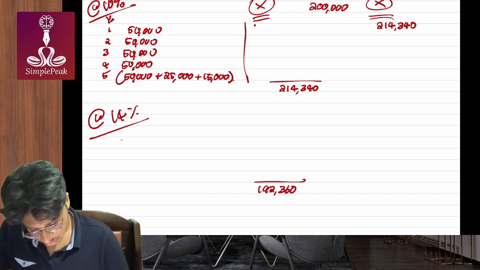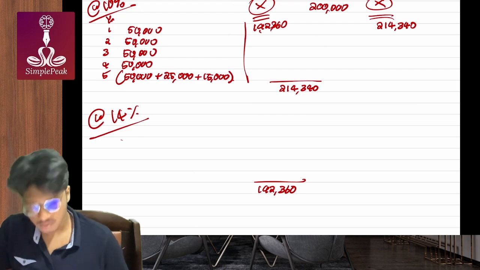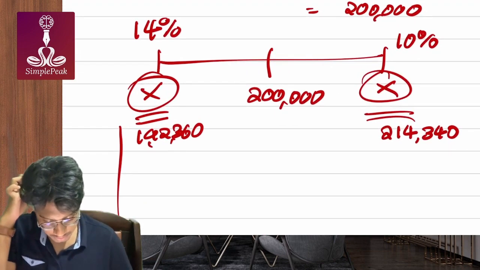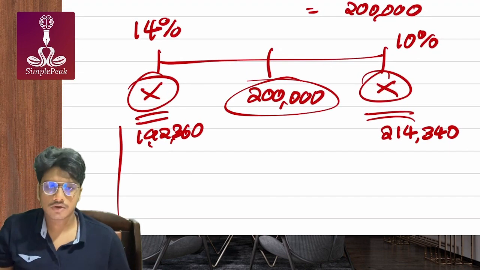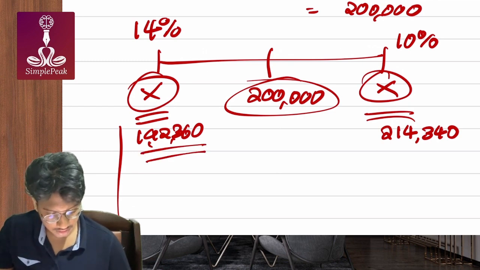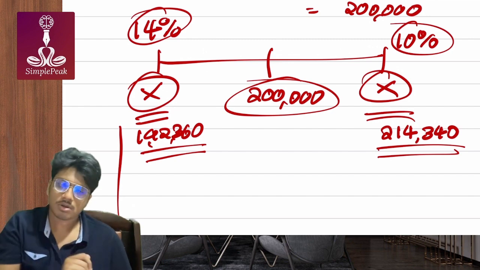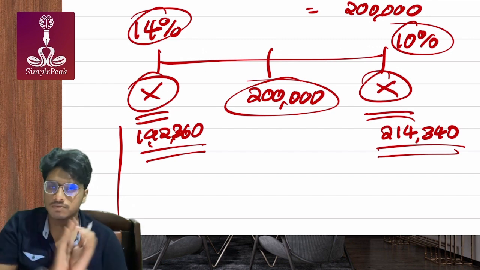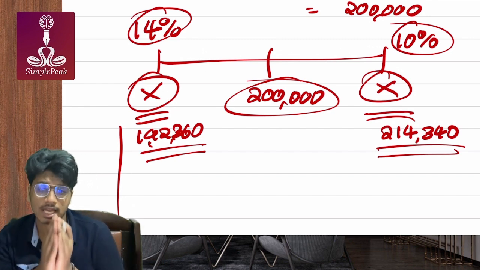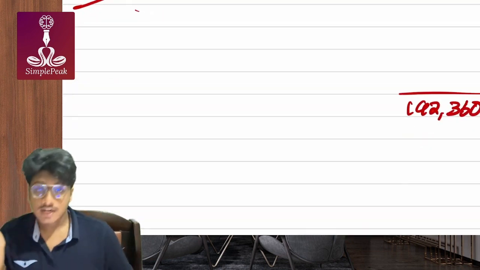1,92,360. 192,360. Okay, so it comes in between 2 lakh rupees. 1,92,360, 2,14,340. 14 percentage, 10 percentage. So many of you find that equation very difficult. I'll be telling you in an ex-girlfriend method.